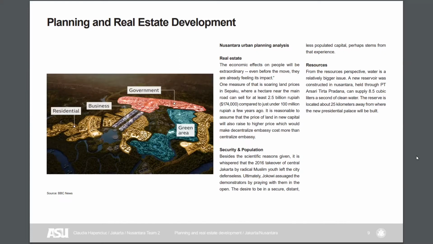Last, resources. From the resources perspective, water is a relatively bigger issue. A new reservoir was constructed in Nusantara, held through PT Arsatrita Pradana, that can supply 8.5 cubic meters a second of clean water. The reservoir is located about 25 kilometers away from where the new presidential palace will be built.